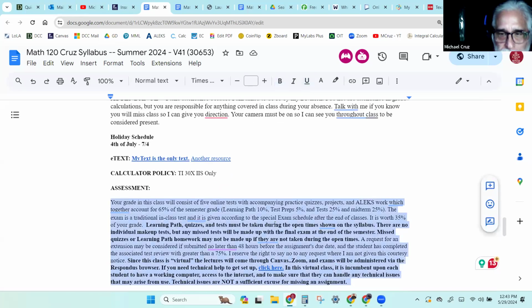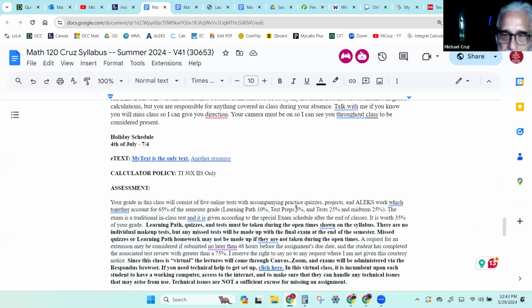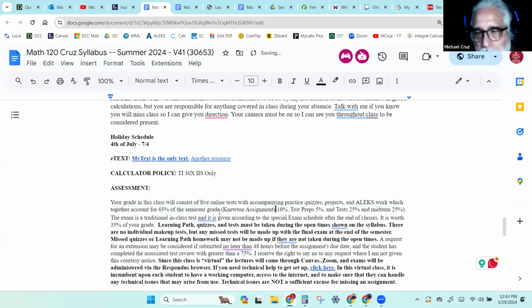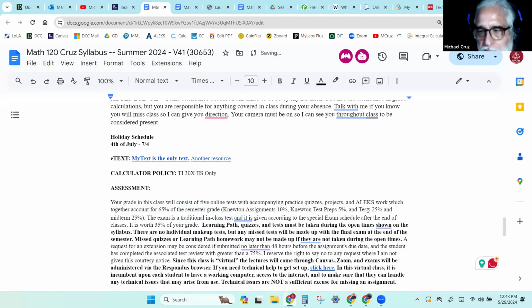All right. So I want to take some time with this because this is the heart of the course. The way that it's set up is 65% of the semester grade is made up of the learning path. That's what we might call the homework. I'm going to put here Newton assignments. And then this right here, test preps. That's usually where I put your reviews at. But everything's going to be in Newton test preps.